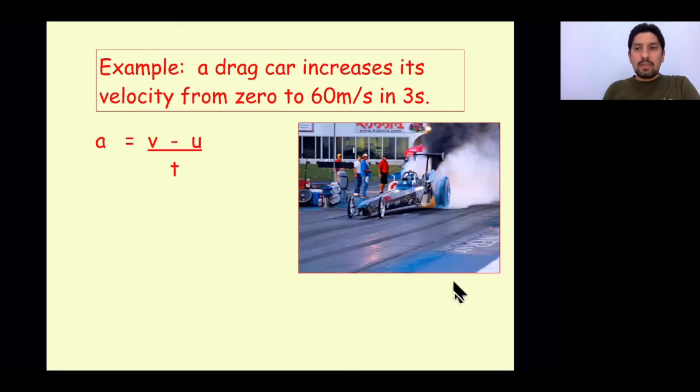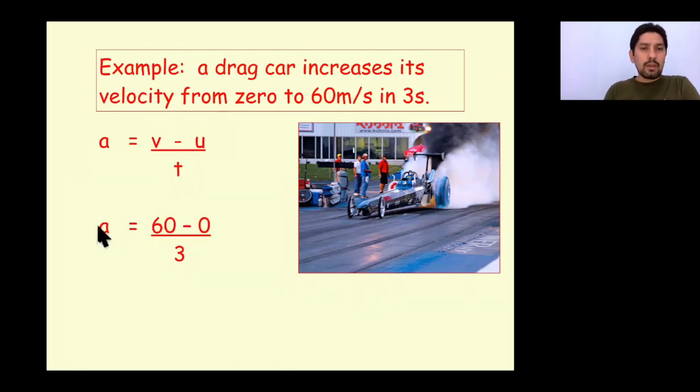Well, we have an example for acceleration here. A drag car increases its velocity from 0 to 60 meters per second in 3 seconds. So acceleration is equal to final velocity minus initial velocity over time. What is the final velocity here? Velocity increases from 0 to 60 meters per second. So 60 meters per second is the final velocity, initial is 0, and the time taken for this period is 3 seconds. So acceleration is equal to 60 minus 0 over 3, and acceleration will be 20 meters per second squared.